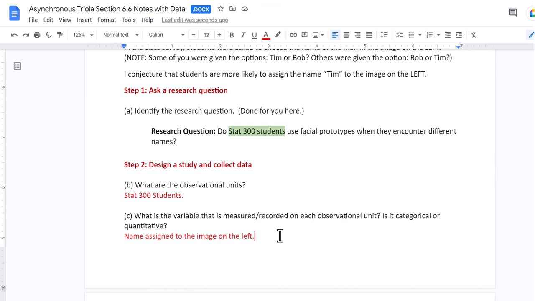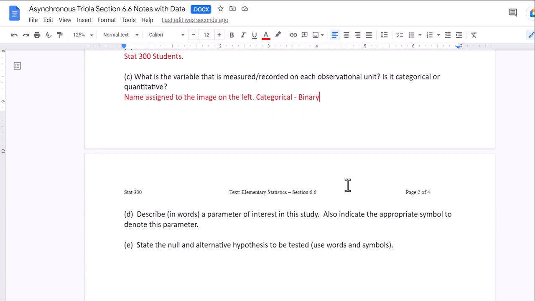And then what type of variable is this? Is it categorical or is it quantitative? Think about the responses. What were the options? You could either assign Tim or Bob, right? Or Bob or Tim, whichever option you get. But either way, there are two options. We can say it's categorical. And because there are only two options, we can also say that it is binary. So this kind of fits with the binomial distribution, right? Because then you're going to have a success and a failure. And so we're going to keep track of that.